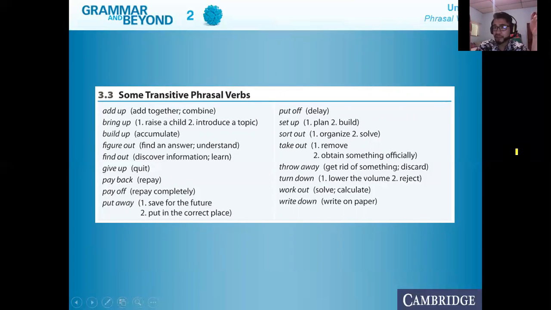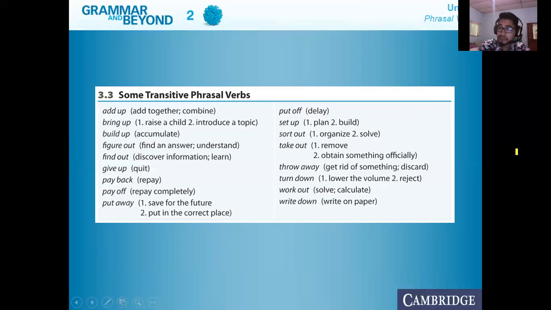Throw away, to get rid of something or to discard it. We know the meaning of this one. We have been using it for a long time. Turn down is to lower the volume or reject it. For example, I can tell you, yesterday I invited my girlfriend to go to the movies and she turned me down. Really simple.